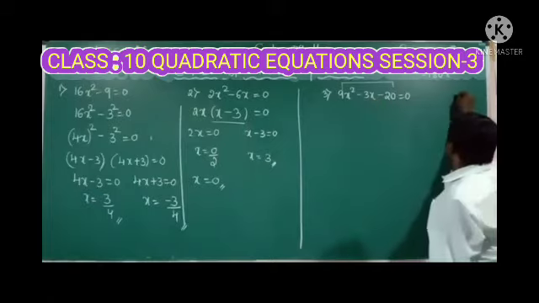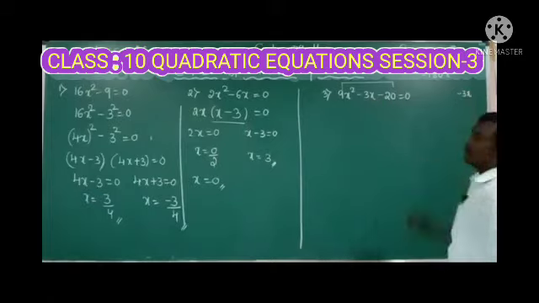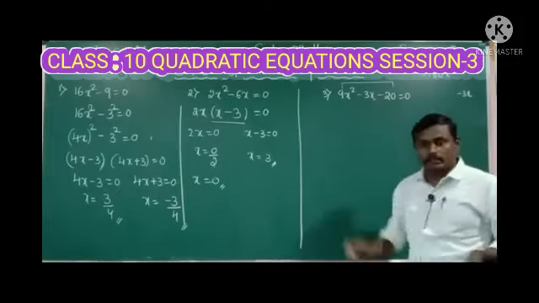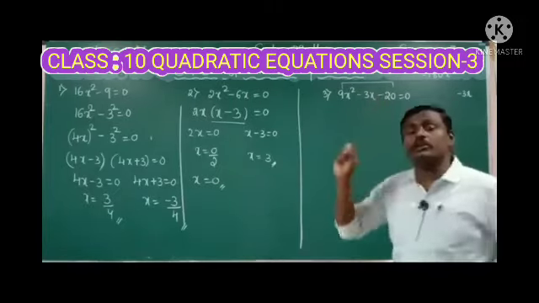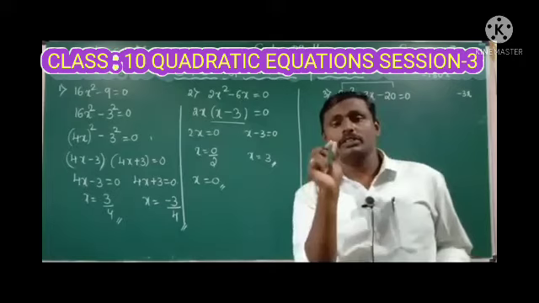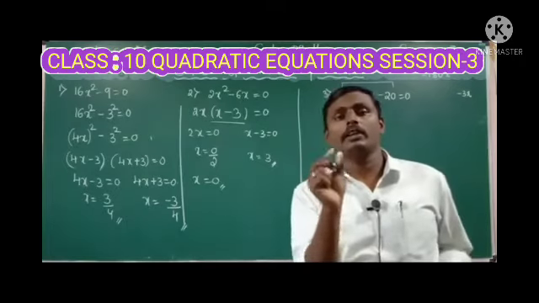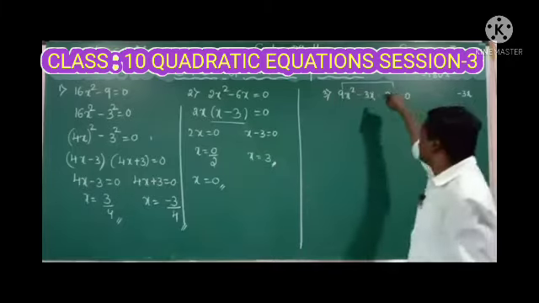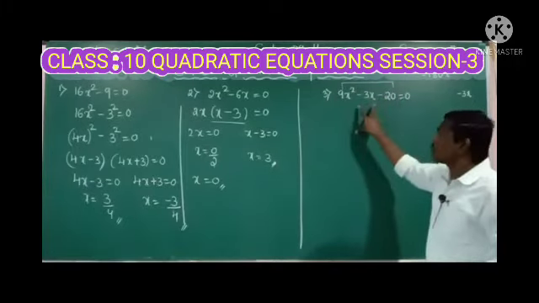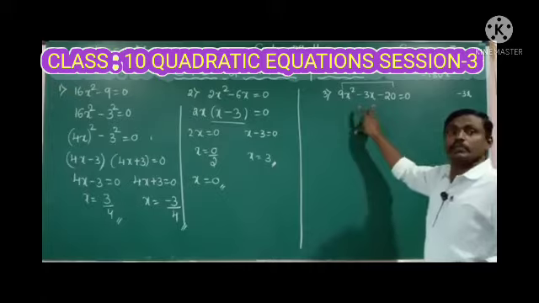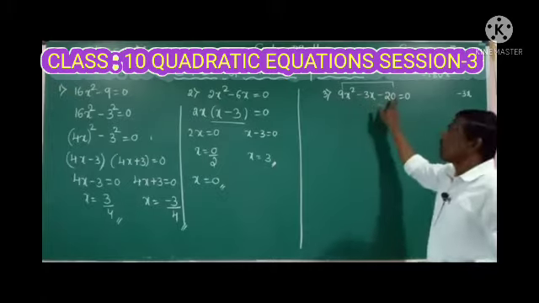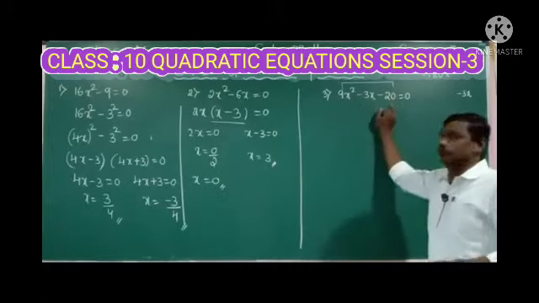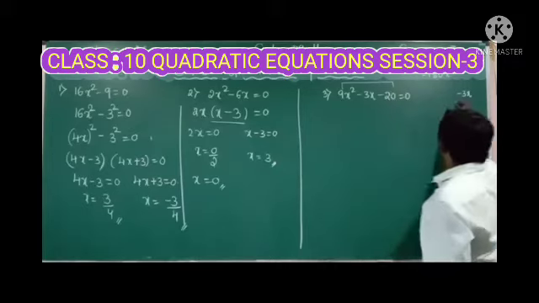Middle term is minus 3x. For this middle term, you need to write two terms. You have to split the middle term into two terms. The sum of those two terms is equal to the middle term, and the product of those same two terms is equal to the product of the first term and last term. So what are the two factors?